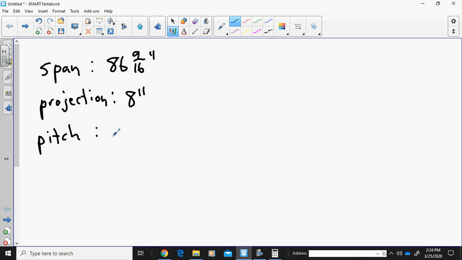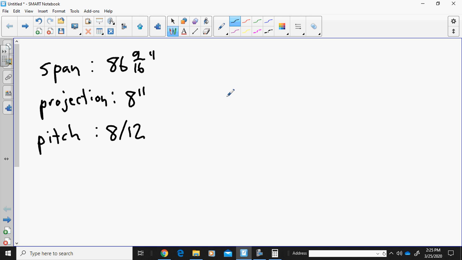So we'll calculate a, I want it to be pretty good steepness, so we'll go with 8/12 pitch. Alright, so with those three pieces of information we can calculate a common rafter.